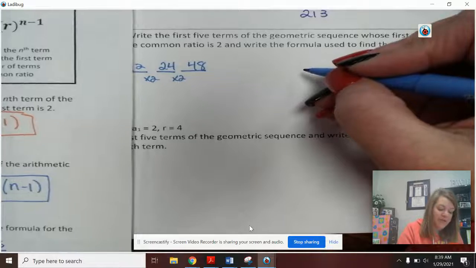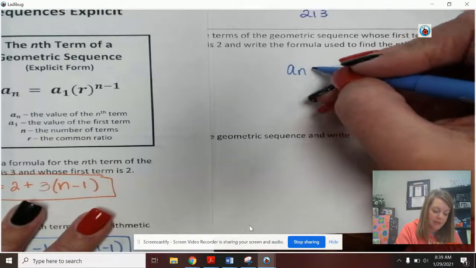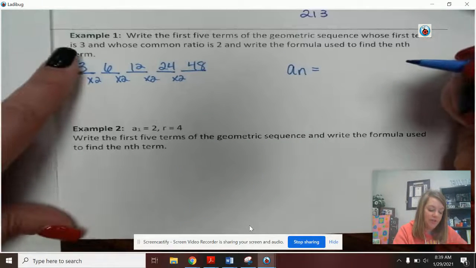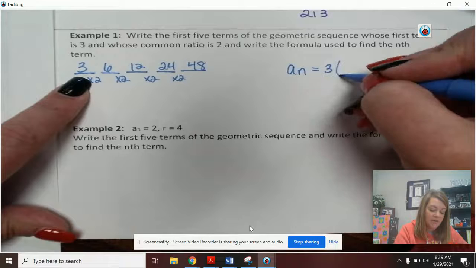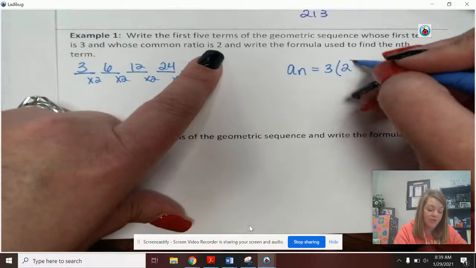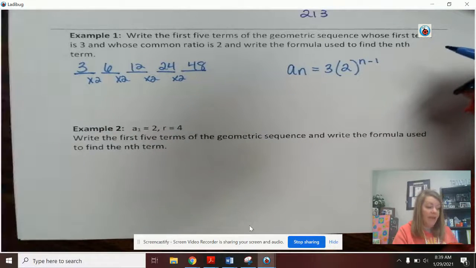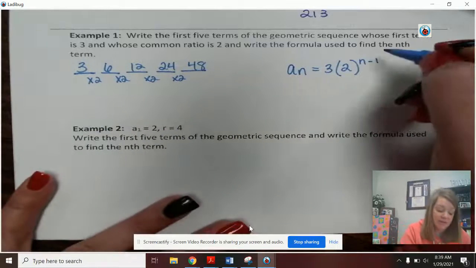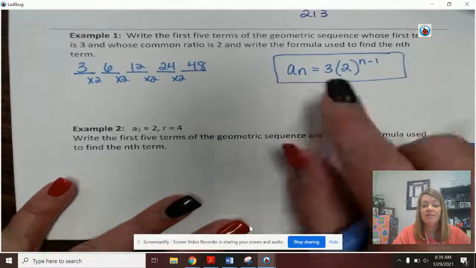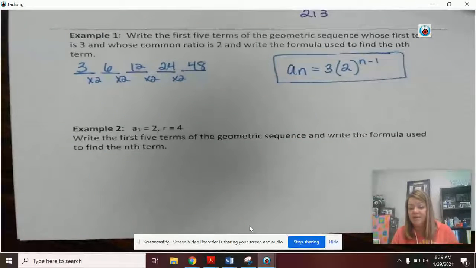So my formula will say a sub n equals, and I have to have a sub 1. Well, that's the first term. I knew it. It was 3. It gave it to me. Times r, the r is the ratio, it gave me that too, which is a 2, to the n minus 1. And that's it. You just leave n in there because this is what you would use to find a term that you were asked to find. So you have to have the a sub 1 and the r. In arithmetic sequence, you have to have the a sub 1 and the d.